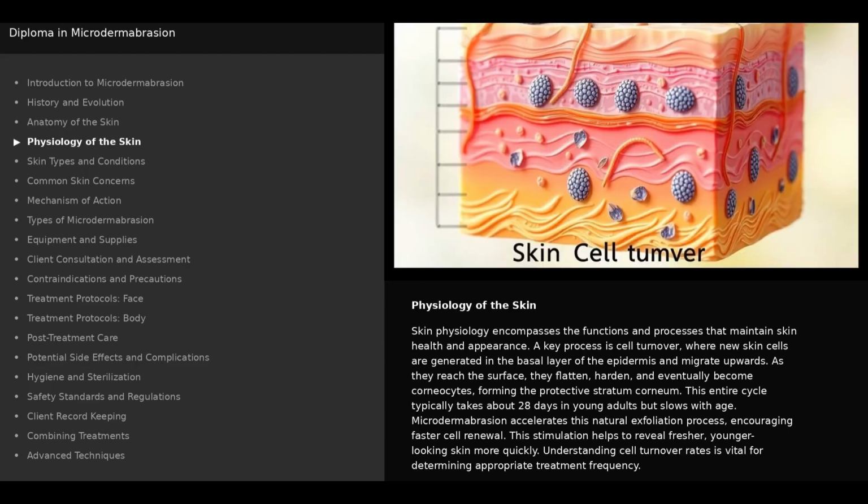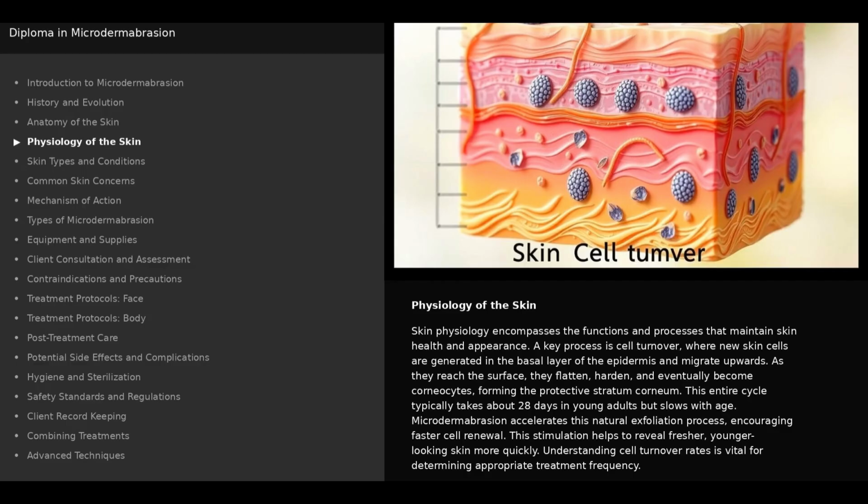Physiology of the skin. Skin physiology encompasses the functions and processes that maintain skin health and appearance. A key process is cell turnover, where new skin cells are generated in the basal layer of the epidermis and migrate upwards. As they reach the surface, they flatten, harden, and eventually become corneocytes, forming the protective stratum corneum.